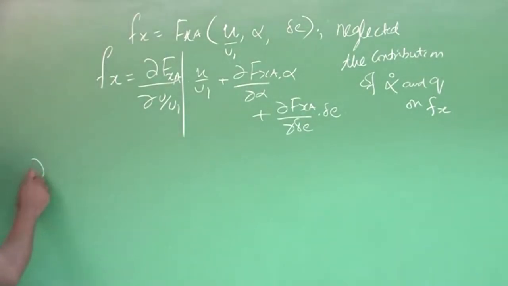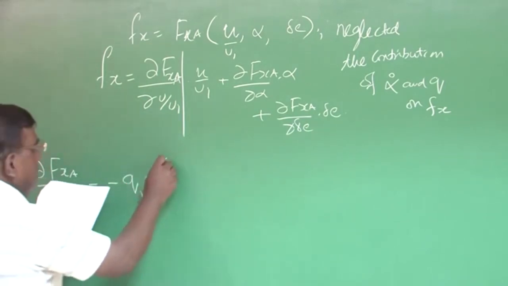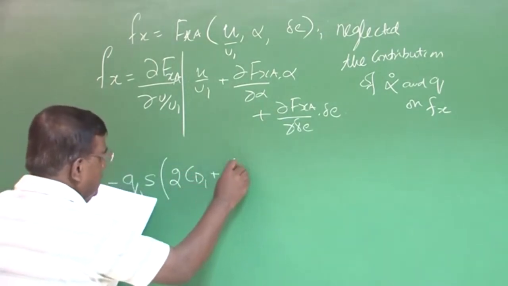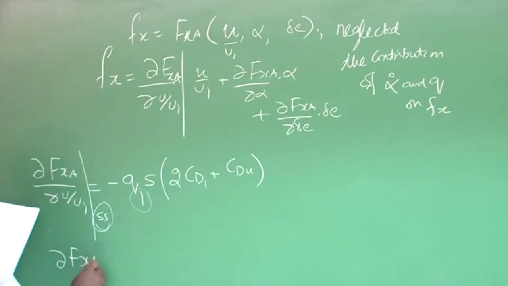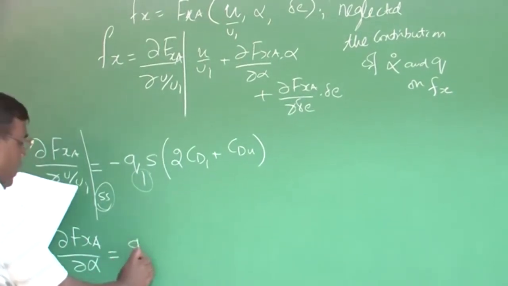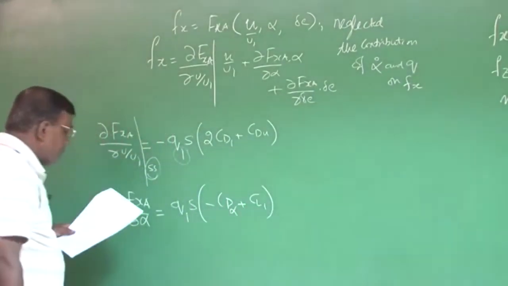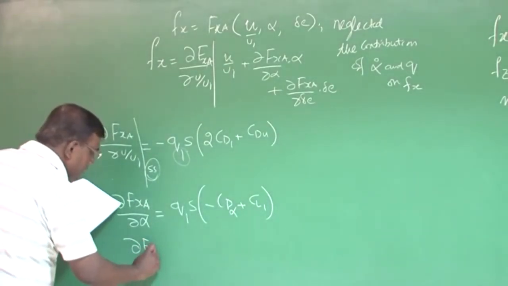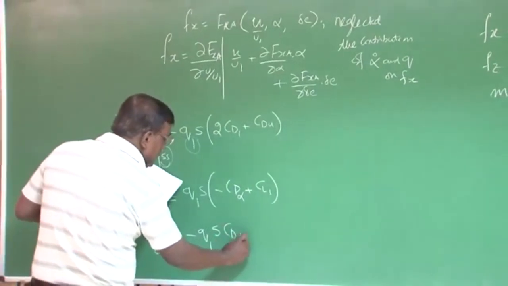And we have also found out d fxa by d u by u1, and the expression was minus q1 S (2 CD1 plus CDu). Similarly, of course, at steady state, because at steady state I am using the term 1 here. And what is the steady state for our case? It is the cruise. Similarly, d fxa by d alpha we found to be q1 S (minus CD alpha plus CL1). Similarly, d fxa by d delta e was found to be minus q1 S CD delta e.